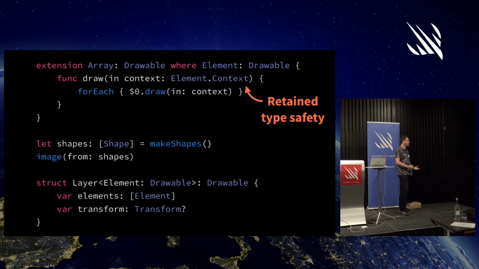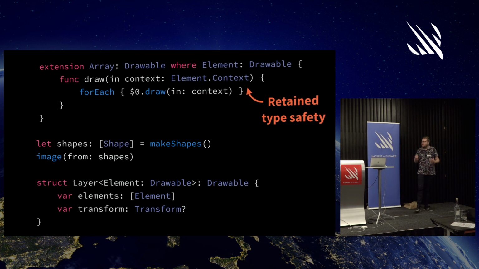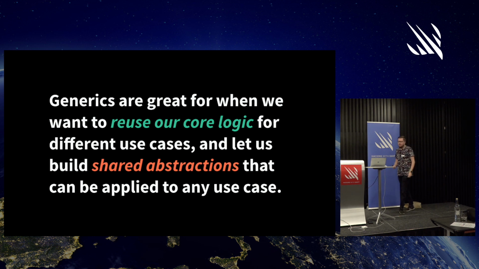So what we can see here through this example is that generics are really great when we want to reuse some of our core logic for different use cases. And they can let us build these powerful shared abstractions that can be applied to any of those use cases. The same way as when you extend array or dictionary, you can have that applied to any code that uses them. The same thing is true here since we've built that shared layer using generics.